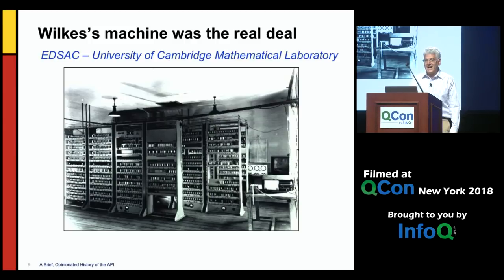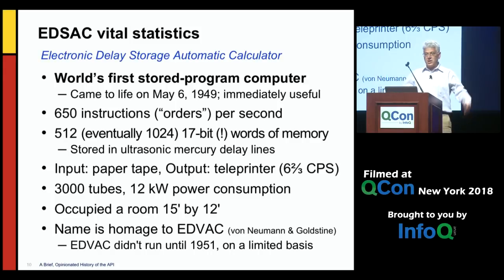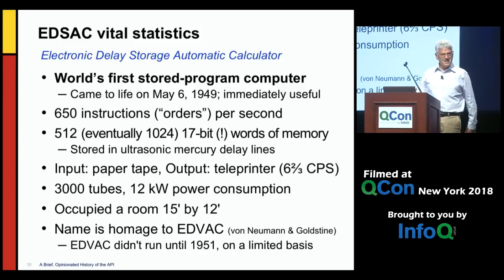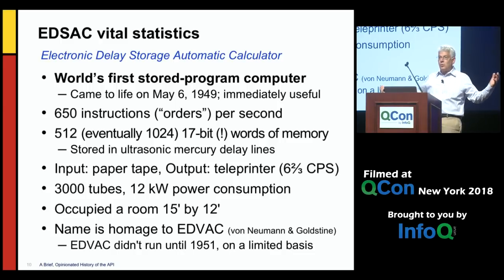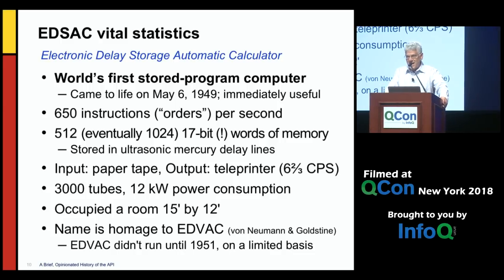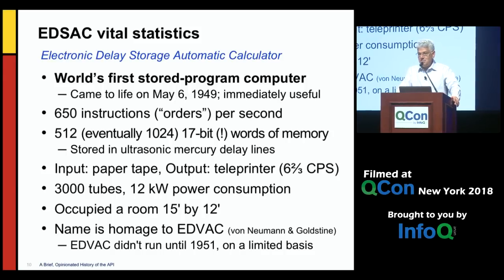They built a computer called EDSAC at the University of Cambridge Mathematical Laboratory. And I'll give you a few of the vital stats on EDSAC. It was the world's first functioning stored programming computer. It came to life on May 6, 1949, and it was immediately useful as a research tool throughout the university. It ran 650 instructions, or orders as they were known, per second, blisteringly fast, right? Initially, it had 512 whole words of memory. Eventually, they expanded that to a K, and they were 17-bit words. Don't ask why. I do know, but you don't want to.